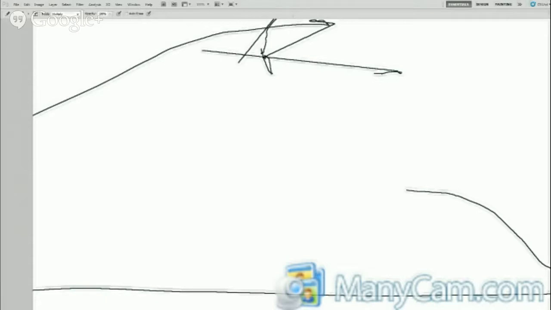So let me sketch out a little diagram. Let me see if the pen's working any nicer now. I've been using the mouse for a little bit. Whoops, no, that's definitely not working very well. What's that doing? Okay, that's just done something weird. Let's try that again.